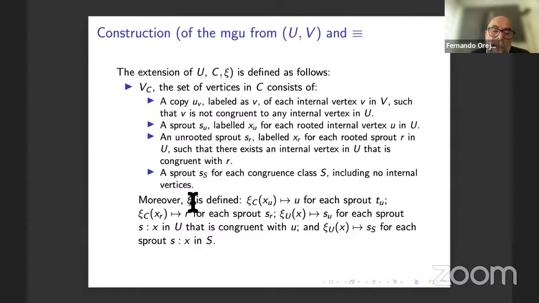The key that is going to be defined on these sprouts and roots of C and U works as follows. For the sprout X sub U that we have in the first case of sprouts, we are going to bind it to U for its sprout. Then in the case of XR, we are going to bind it to R, and for its sprout SR, in the case of sprouts of U, for its X we are going to bind it to SU if this sprout S is congruent with U.